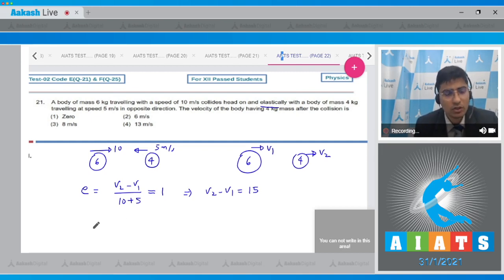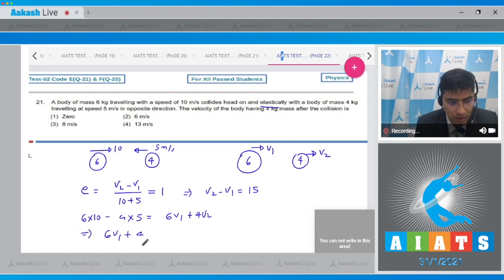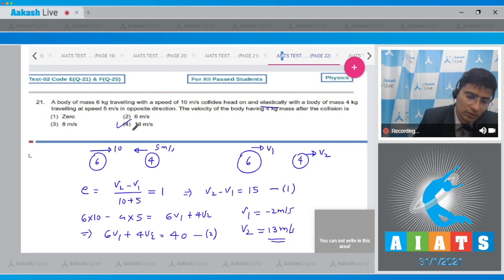Now let us use the conservation of linear momentum. The initial momentum was 6 into 10 minus 4 into 5 and the final momentum is 6v1 plus 4v2, meaning 6v1 plus 4v2 will be equal to 40. Now let this be equation 1 and let this be equation 2. On solving these two equations, v1 will be minus 2 meter per second and v2 will be equal to 13 meter per second. And hence for this question the correct answer is option 4.